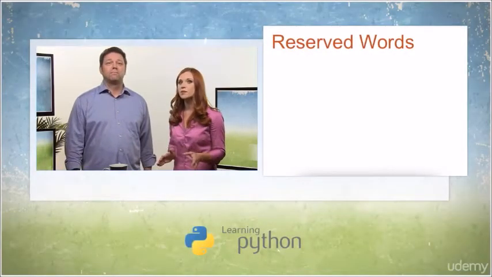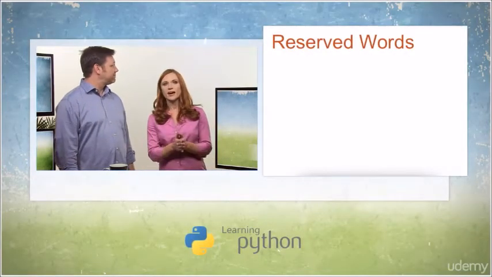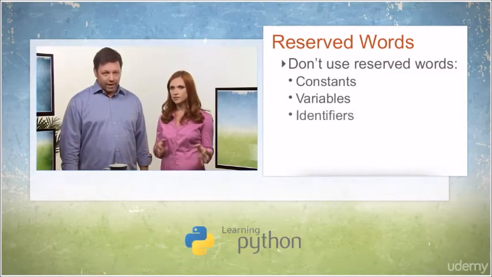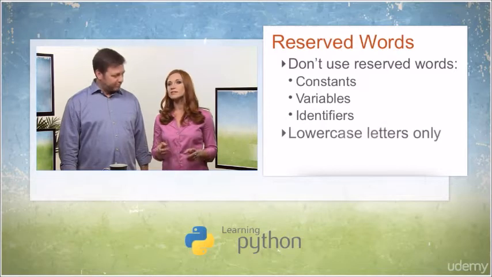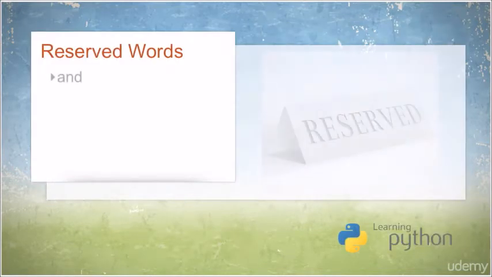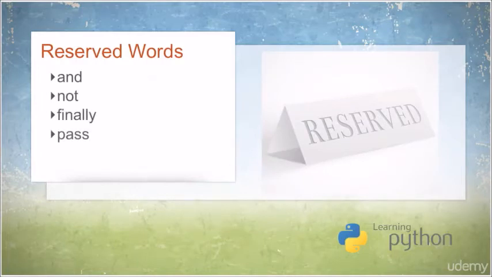So next come the reserved words. Reserved words should not be used as constants, variables, or identifiers. Right. They should be in lowercase letters only. Correct. So some of the reserved words are and, exec, not, assert, finally, or, break, for, pass, class, from, print, continue, global, raise, def, if, and return. I think you got them all. I think I got them all. Nice work. All right, we will see how we use reserved words and identifiers later.